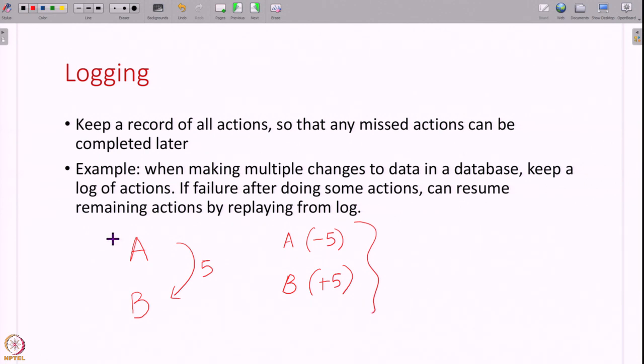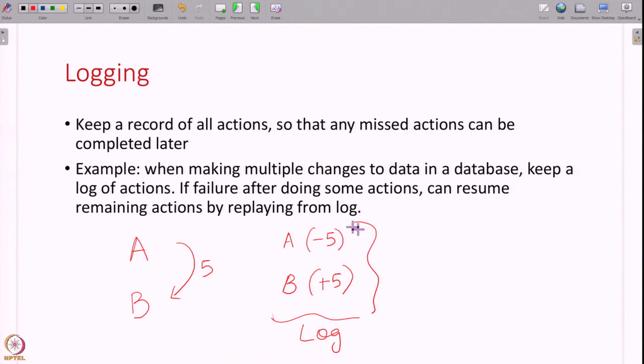Why is that? Suppose you did not do this, you deducted money from account A and then a power failure happened and you forgot about it. You never added the money into account B. That is wrong, and then the people will complain. But if you store this in a log and then you start making these changes, what happens?